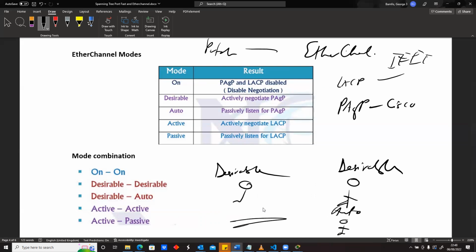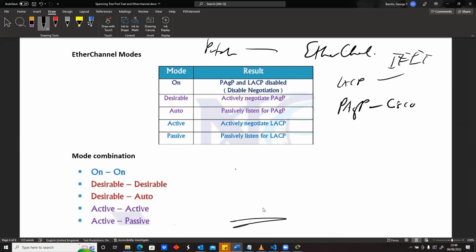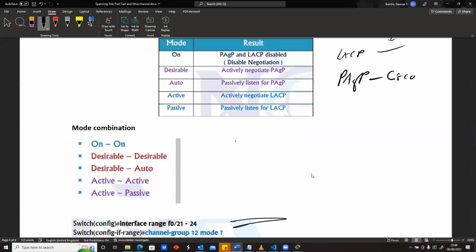PAgP. Another thing that we mentioned was that it is not possible to mix the two protocols. So you cannot mix desirable with, say, active, or desirable with, say, passive. You can only do the same protocols.